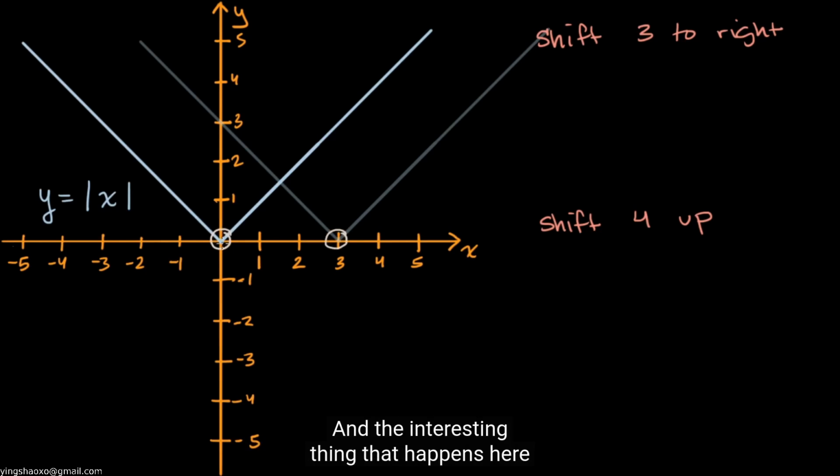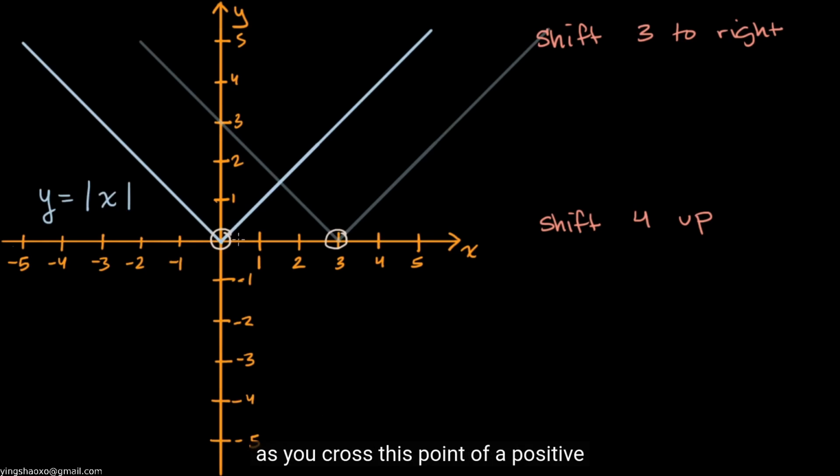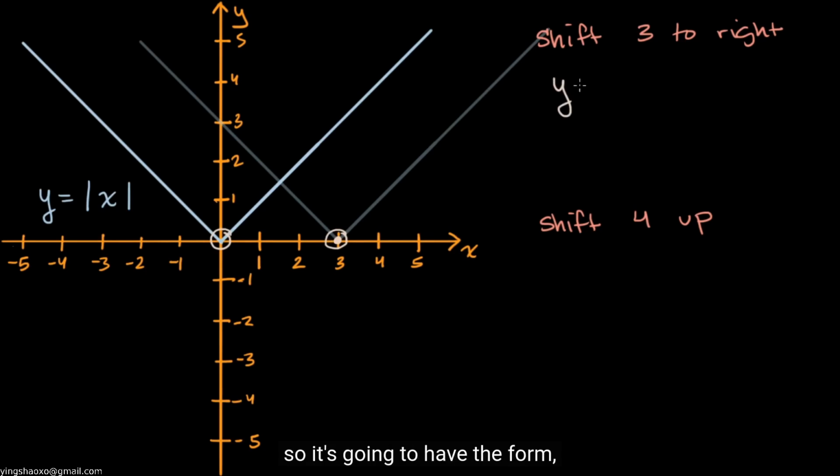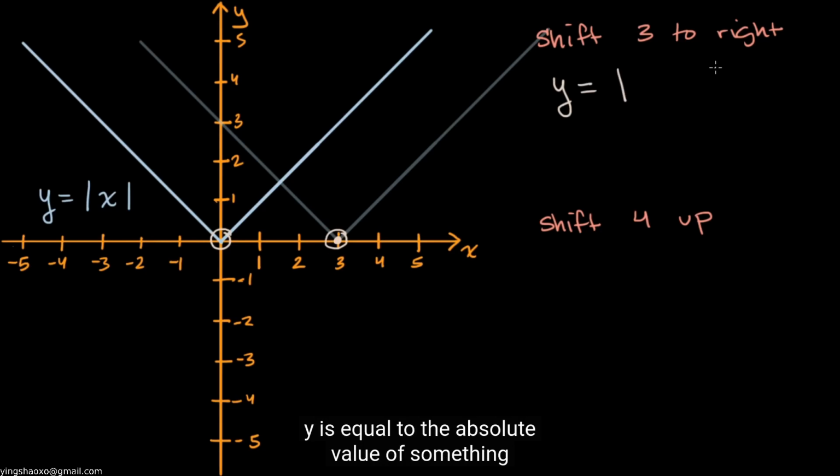The interesting thing that happens here is that you switch signs inside the absolute value. Instead of taking the absolute value of a negative, as you cross this point you're now taking the absolute value of a positive. That's why we see a switch in direction here of this line. You see the same thing happening right over here. At this point, we know that our equation needs to evaluate out to 0, and this is where it's going to switch sign. So we say, okay, this looks like an absolute value, so it's going to have the form y is equal to the absolute value of something.